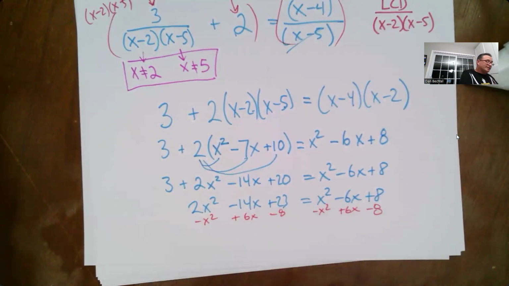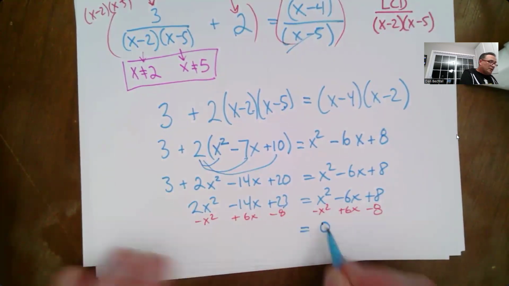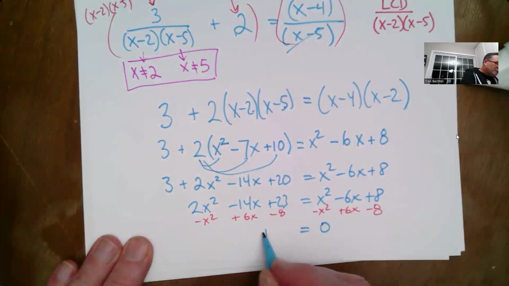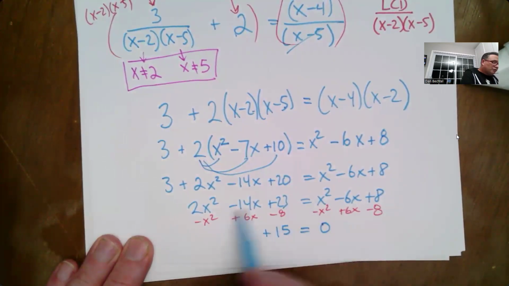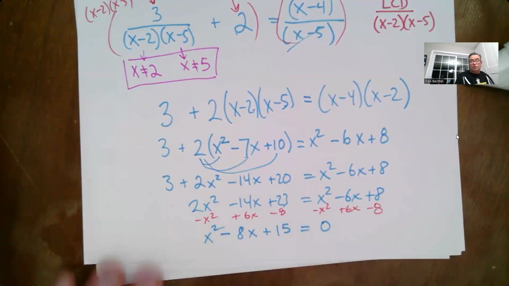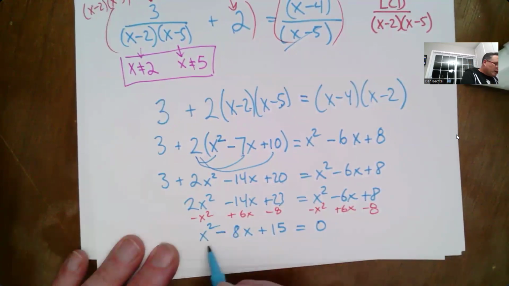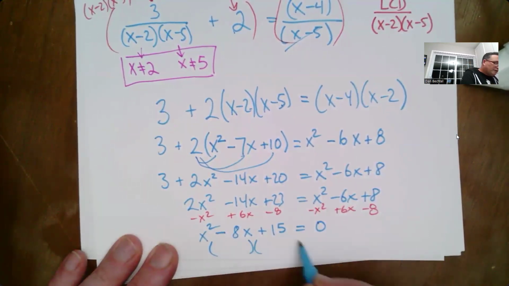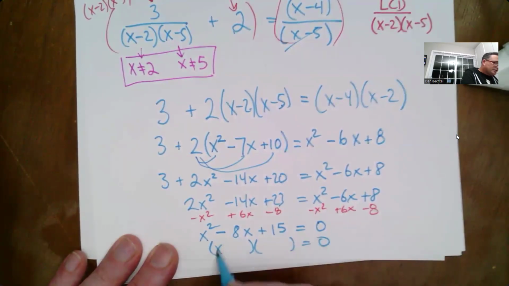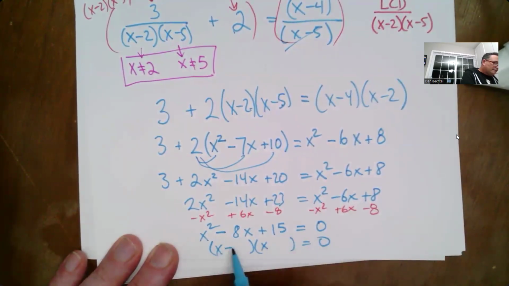Now, on my right-hand side, I'm going to get a 0. 23 minus 8 is going to give you 15. Negative 14 plus 6 is going to be negative, I believe, 8x. And 2x squared minus x squared is just x squared. That is a much easier thing for us to factor. So if I do that, I am going to have x and x, negative 3 and negative 5.